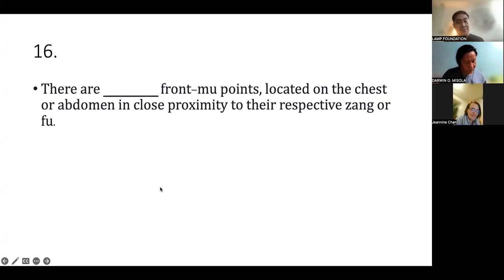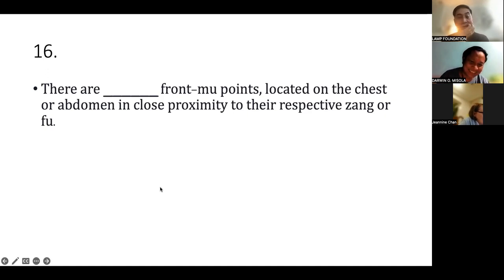Ma'am Janine, are you ready? Yes, Doc. Okay, how many front view points are there? 6. Okay, name them. Lung 1, liver 13, stomach 12, GB 24, pericardium 17. Tama ba, Doc? Yun lang? Parang ang konti naman. Do you agree?